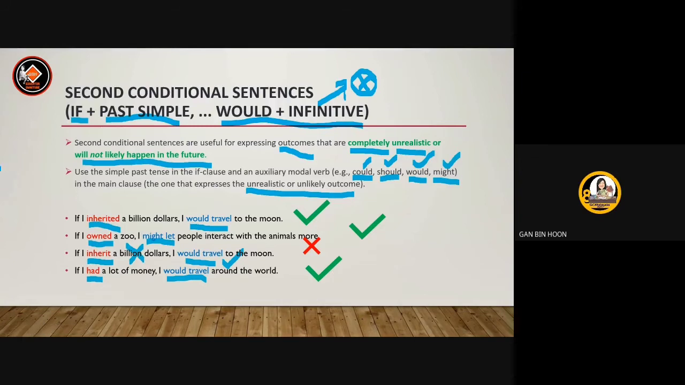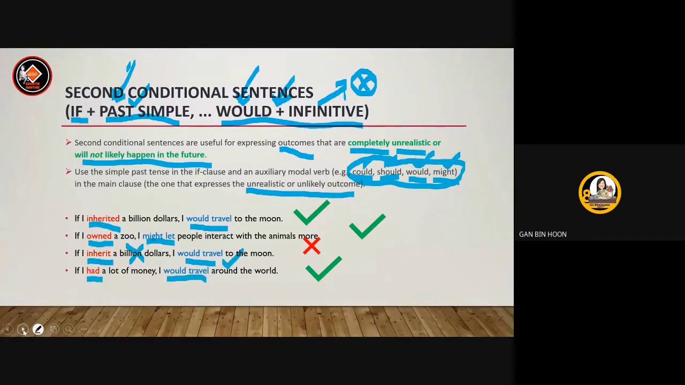Okay. So, ini yang kedua adalah tak logik, tak mungkin berlaku. Bila tak mungkin berlaku, you must use past simple and then you must use the auxiliary modal. Ini dipanggil modal. What is modal? Modal is would, could, should, might. Okay? So, ini dipanggil auxiliary modal. Don't worry about this. Hanya hafal. Kalau past tense, kalau dia adalah would, bermaksud perkara tu tak logik berlaku. Past tense, would, should, could, might, dia adalah tak logik akan berlaku.